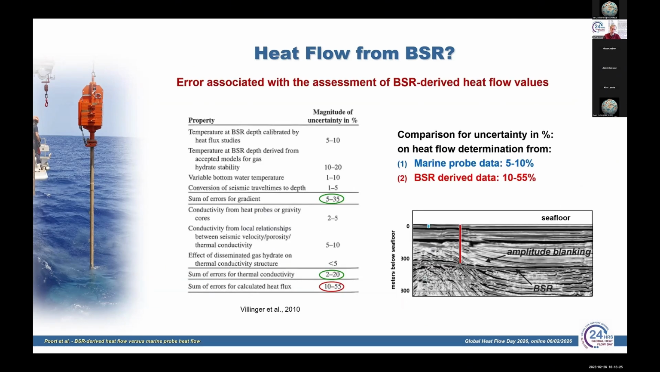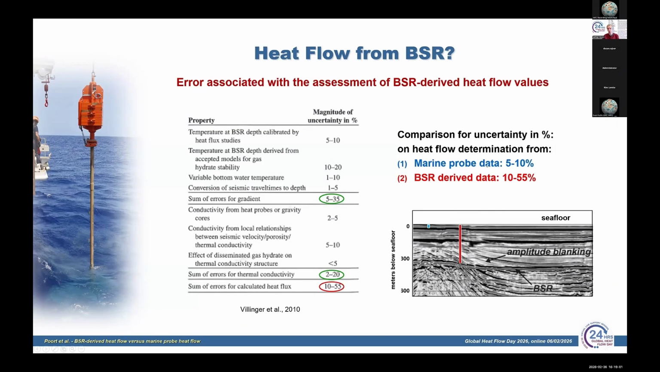So considering all these uncertainties of these different parameters, what is the global error that we can estimate on a heat flow derived from the BSR? This is an exercise taken from a review paper of Minshull. We have done the same, and we come more or less to the same conclusions. You can see that on the gradient, we can estimate an uncertainty of 5 to 35%, 2 to 20% on the thermal conductivity, so a combined one of 10 to 55% for the heat flow derived from BSR.